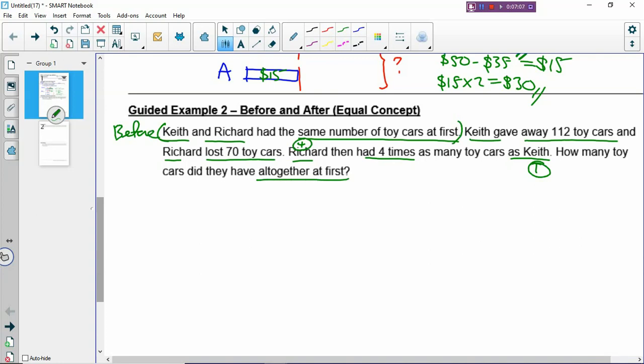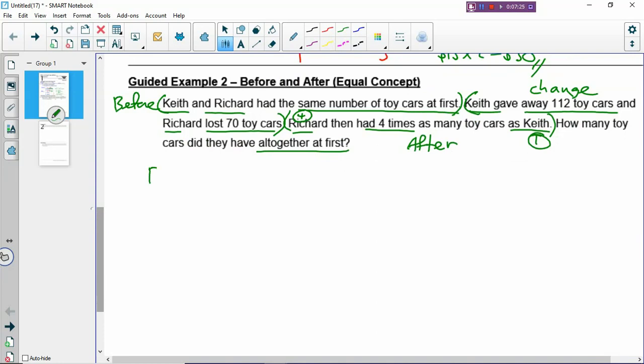And then where's the change? The change is over here, or the action that is taking place. That is called the change. And then where's the after? The after means how many they have in the end. So that will be your after. Okay, so now we can draw the model.